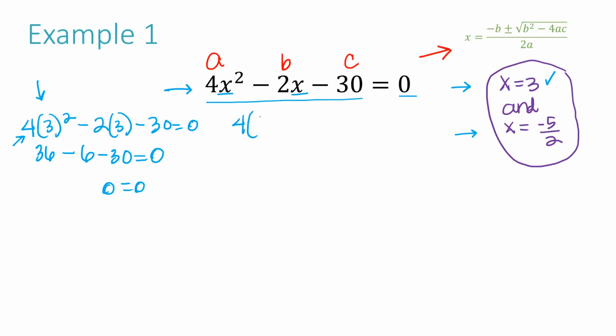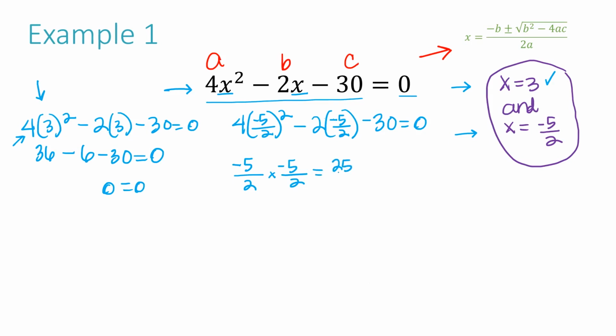If I have 4 and I plug in negative 5 over 2 for our x and put that squared, and then I subtract 2, and again, instead of x, I'm going to write my negative 5 over 2. And then I'm going to subtract 30. I need to get 0 to prove that this is true. So this is a little bit more complicated of a problem. So I have negative 5 over 2 times negative 5 over 2, and that's going to give me 25 over 4. Now I'm going to rewrite that as 4 times 25 over 4.